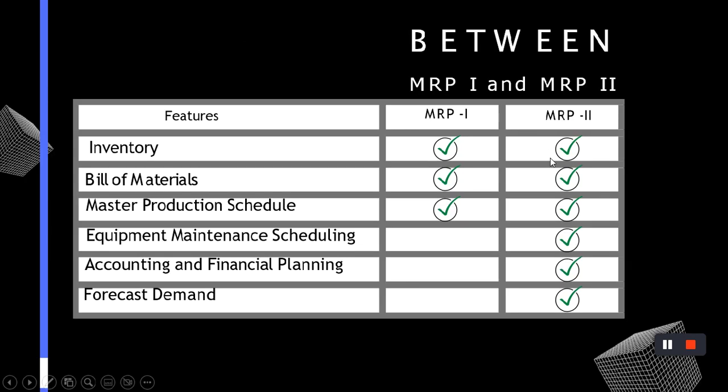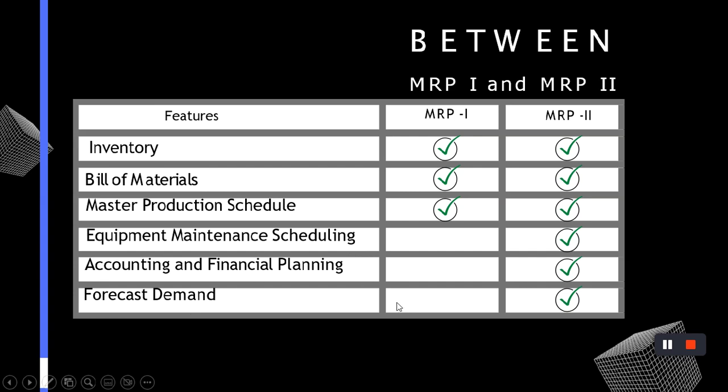So in a nutshell, these are the differences between MRP I and MRP II. For MRP I, as you can see here, it's very limited in that it only looks at all inventory related transactions and reports. So we have inventory, we have the bill of materials, and we have the master production schedule. While on the other hand, MRP II is again wider in scope in that it includes the first three, but it also has other features. So we have the equipment maintenance scheduling, we have the accounting and financial planning, and then we have the forecast demand.